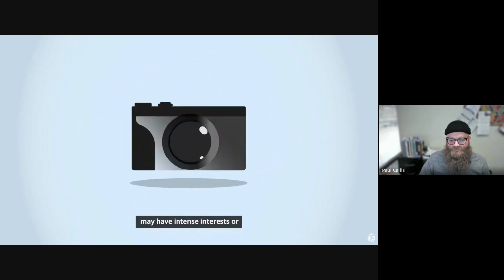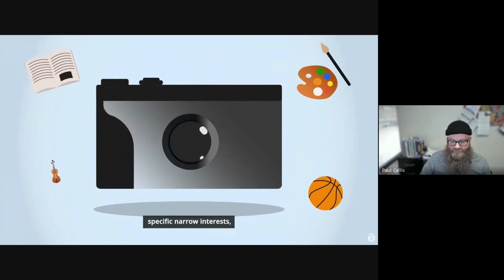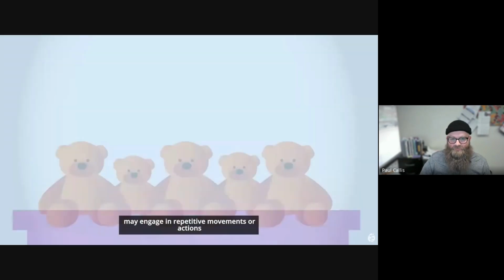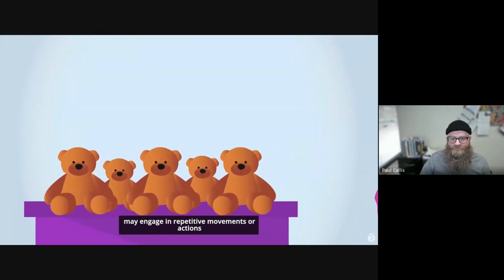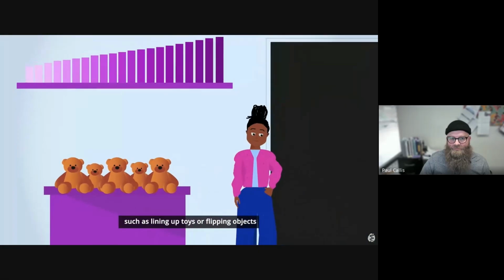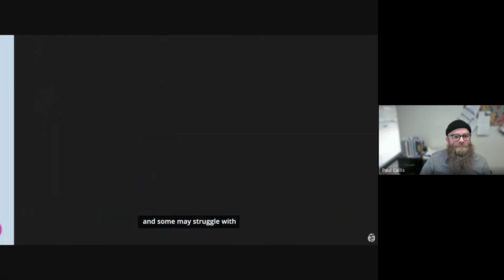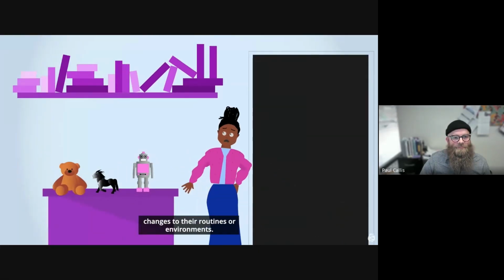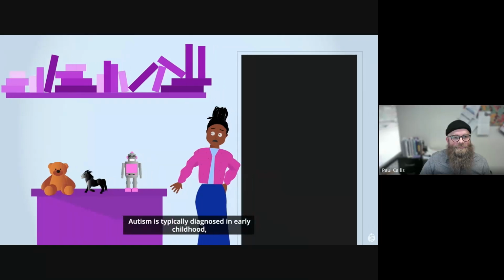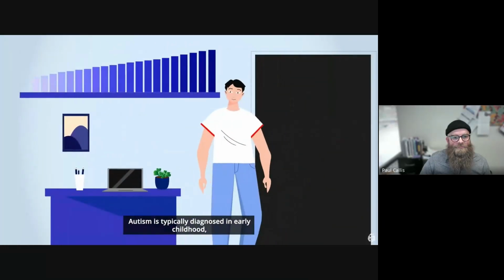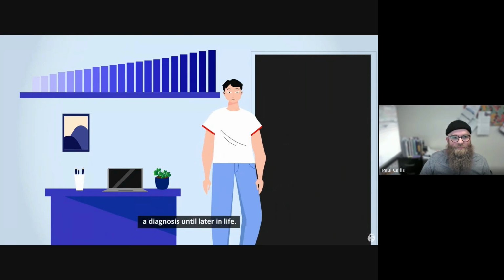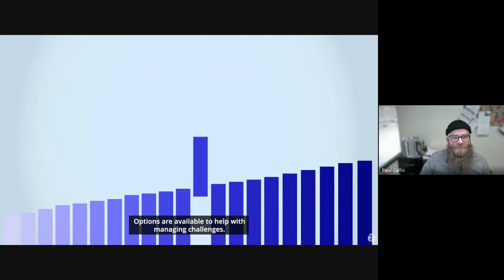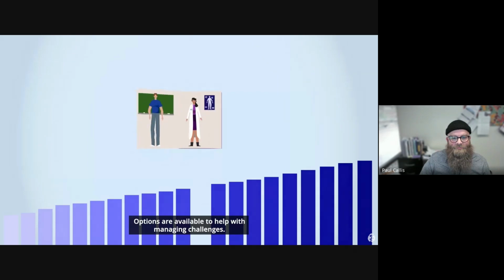Some people with autism may have intense or specific narrow interests, may engage in repetitive movements or actions, such as lining up toys or flipping objects, and some may struggle with changes to routines or environments. Autism is typically diagnosed in early childhood, but some people may not receive a diagnosis until later in life. Options are available to help with managing challenges.